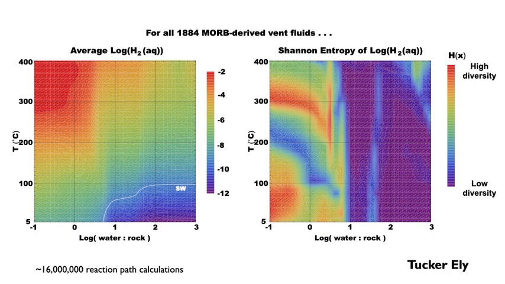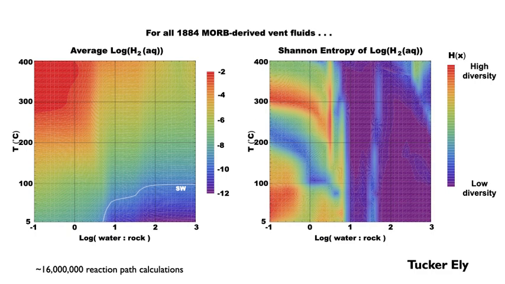The water-to-rock ratio is the x-axis on these figures, and the y-axis in these figures shows temperature going from about 5 degrees at the bottom of the ocean to 400 degrees in the high temperature hydrothermal fluids exiting hydrothermal systems. What's summarized in this figure are the results of about 16 million reaction path calculations that Tucker undertook in order to try to get an idea of what controls fluid and rock compositions in these systems.